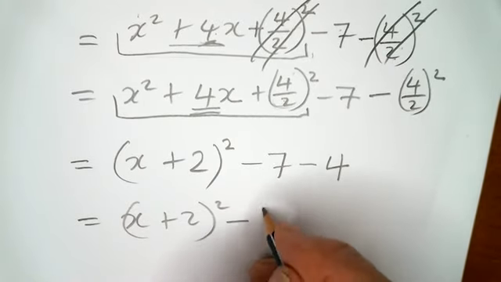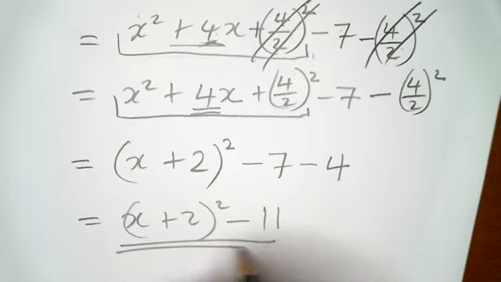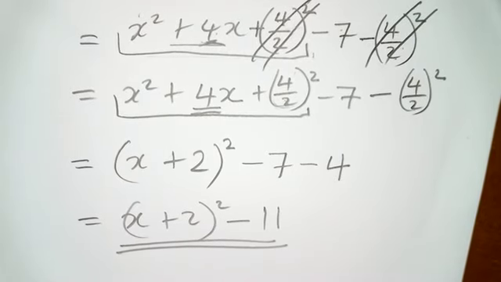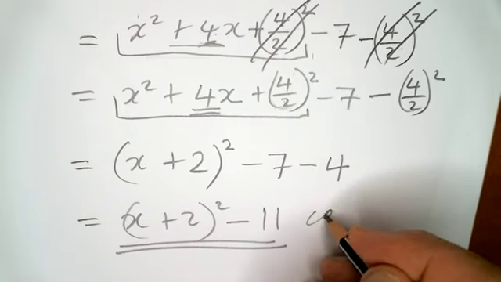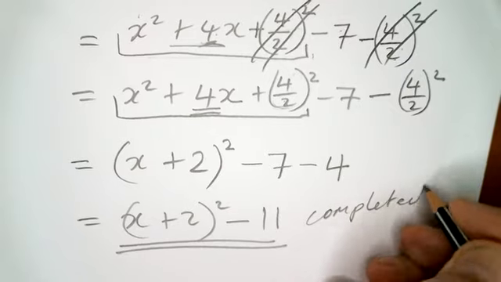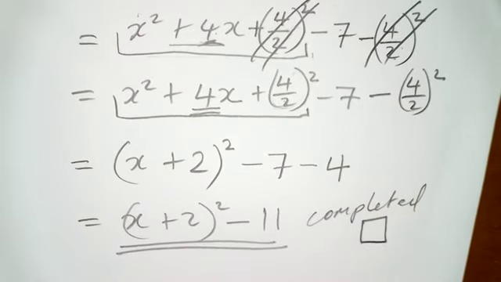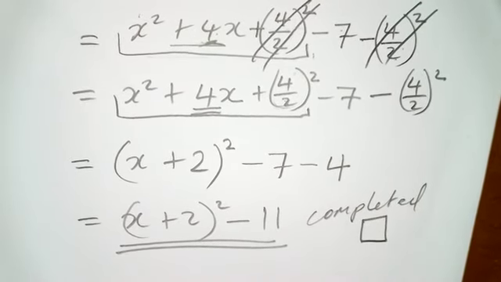is going to be 11. And there is my perfect square. Or sorry, that is my completed square. That's a perfect square. This is what we call the completed square. And that's what we are after. I'll just draw a kind of square shape around it there.